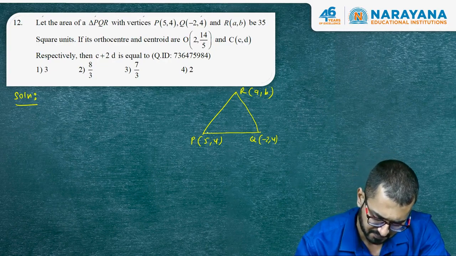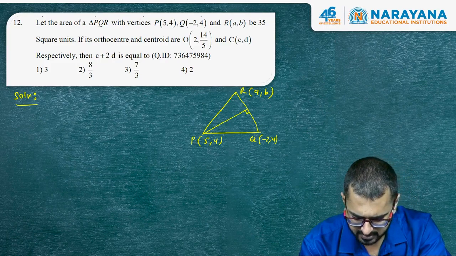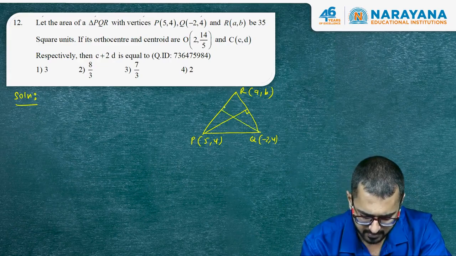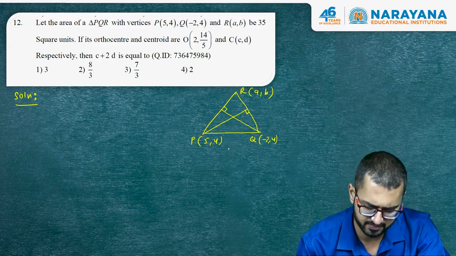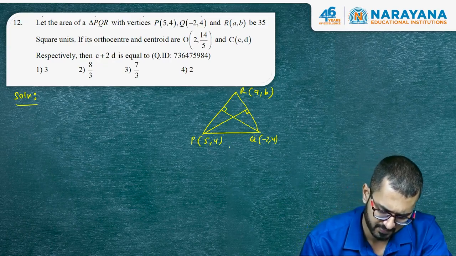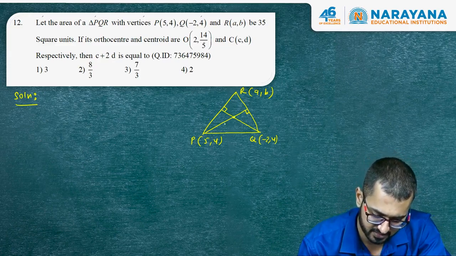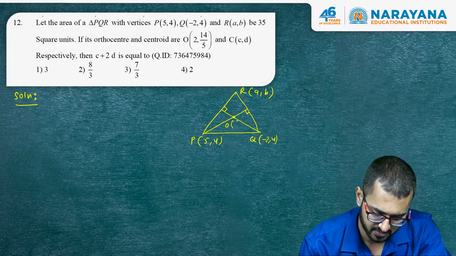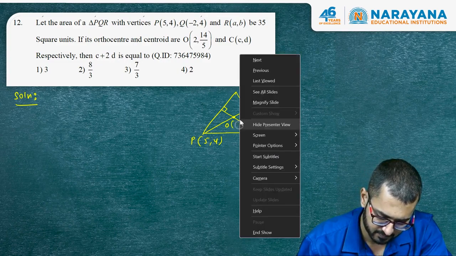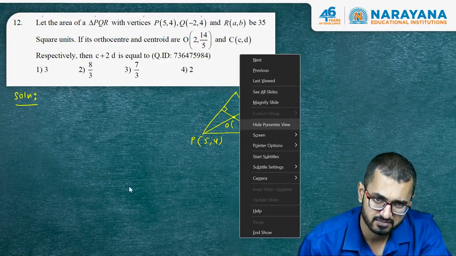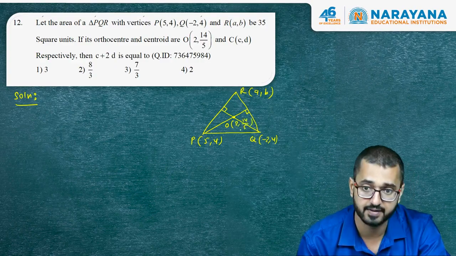So yes, we'll just drop the perpendiculars here, and we'll drop the perpendiculars here. Any two sides you can take, that's perfectly fine. Even if you take PQ and then find AB, perfectly fine, no problem. I'm taking these two, you can take any, depending upon your convenience. I will call it O, the orthocenter already given. It's 2, 14 by 5, sorry. Two, 14 over 5 we have.